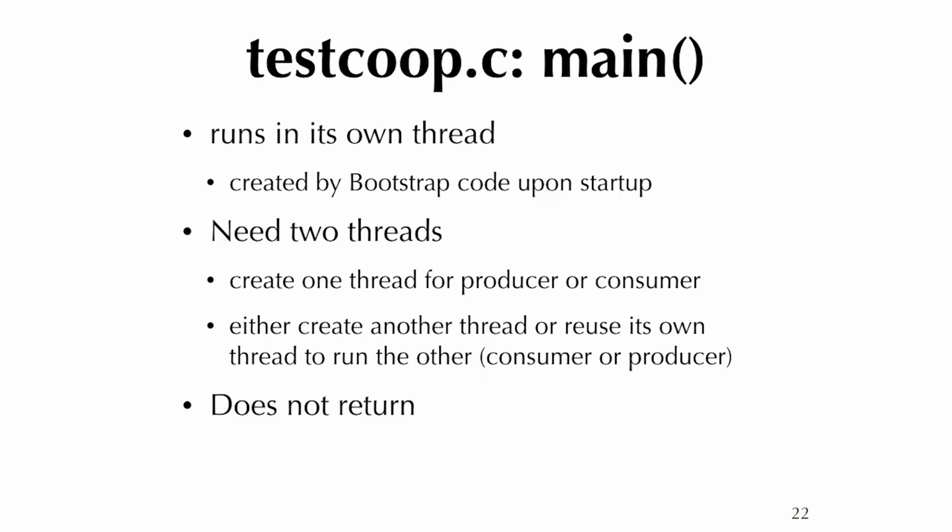Okay, now, main, you should know what it does. Main has its own thread created by the bootstrap function, and we'll look at bootstrap shortly. It does need two threads, so it has the option of creating two threads and running them, or it could create one thread and it itself runs as the other thread. Okay, either way is fine. But in either case, they don't return because we haven't really implemented exit yet. But exit, yeah, we'll just do that another time.